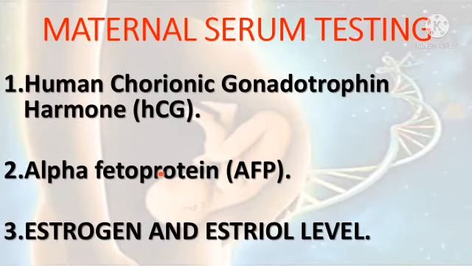Alpha fetoprotein levels, if they are more in the maternal circulation, then you may suspect Down syndrome. Estrogen and estriol levels are normally high in pregnancy. If there is any decrease in the estrogen and estriol levels, you have to suspect any placental or fetal anomaly or disease.